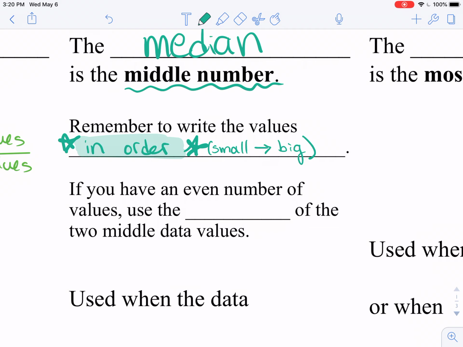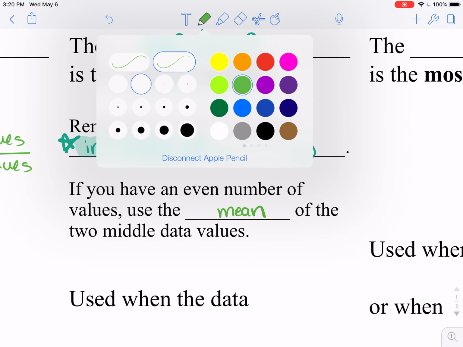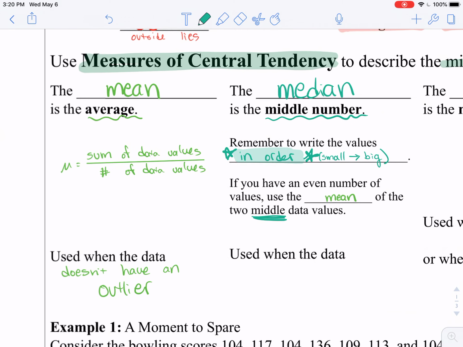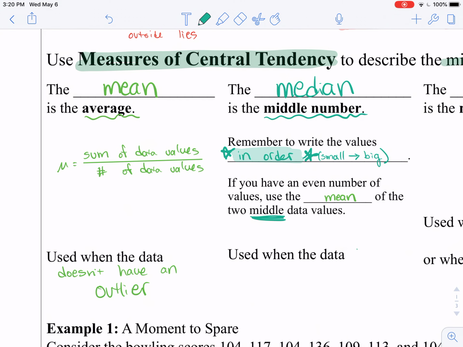However, if you have an even number of values, you're not going to have something exactly in the middle. So then you take the mean of those two. So it's not the mean overall, but it's going to be the mean of the two middle values. So like I said earlier, you're going to want to use this when the data in fact do have an outlier.